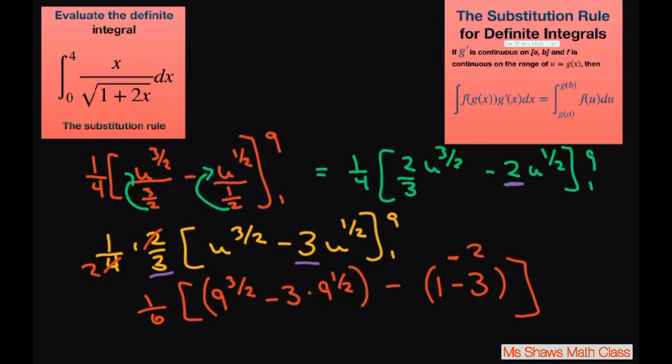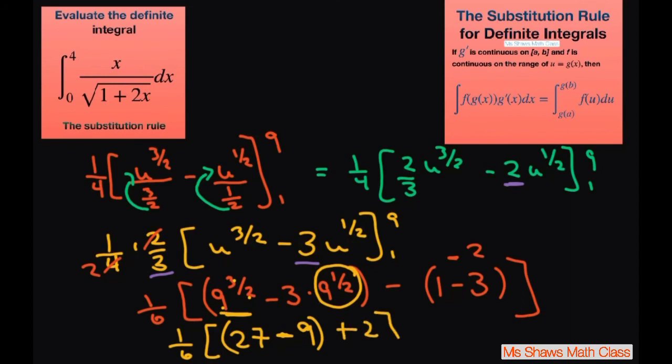And now let's take care of this. This is going to be 1/6. Now this right here, the square root of 9 is 3. 3 cubed is 27. Times 3 times 3 is going to be 9. So that's -9. So this is actually just the square root of 9 times 3 is 9. So that's that part. Minus the -2, so it's going to end up being +2.